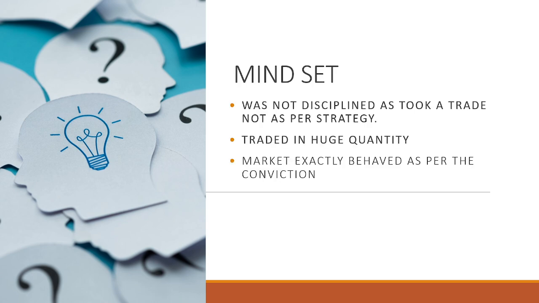I told you I was not disciplined and I traded in huge quantity. But the market conviction you can say was correct, because as per the long-term activity record it was correct and I expected a normal variation day. But that was a mistake from my side, because I should have expected a neutral day as the long-term activity record indicated bearishness.